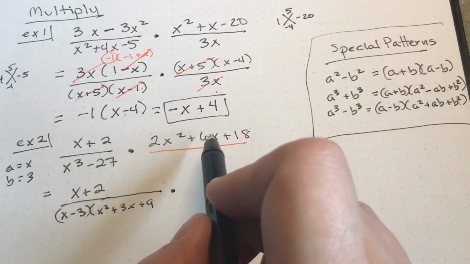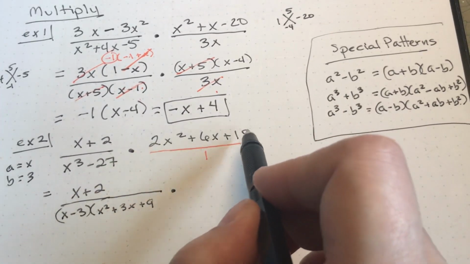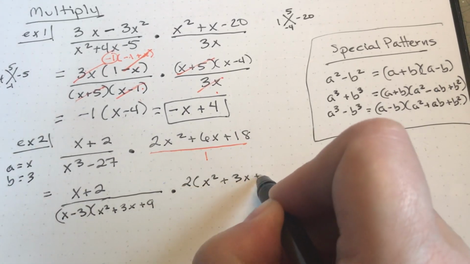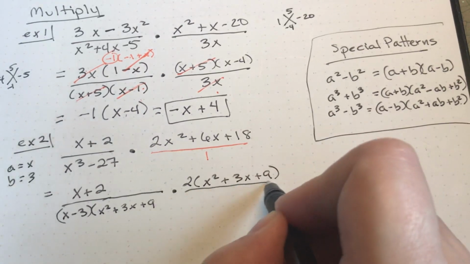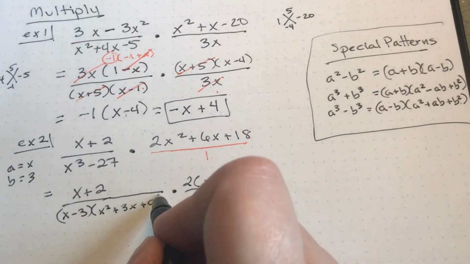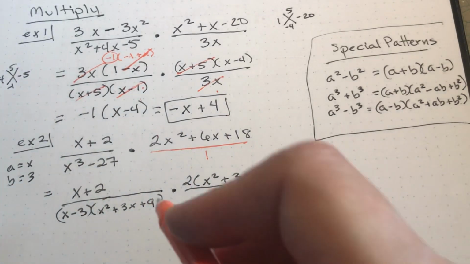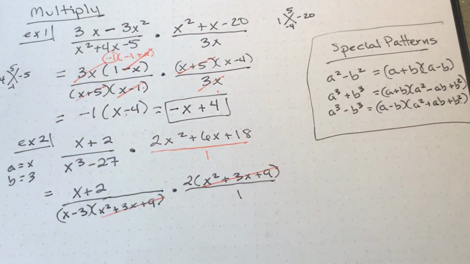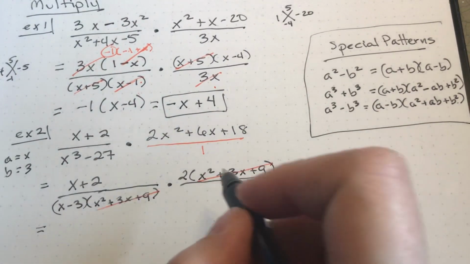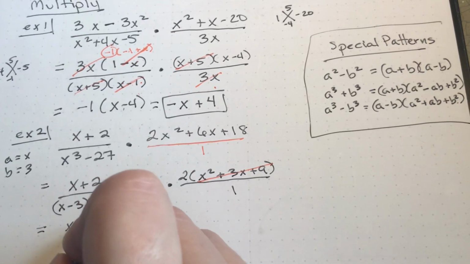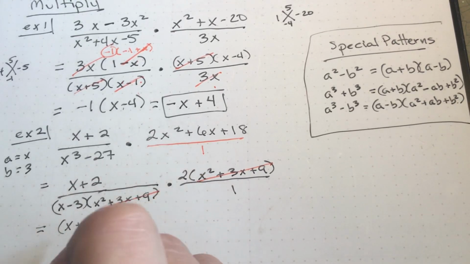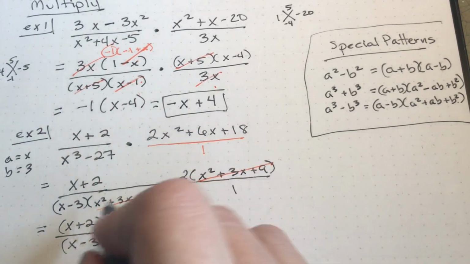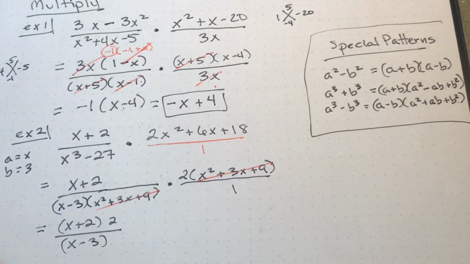The first thing I notice right here is that I can factor a 2 out of all of these. So 2 times x squared plus 3x plus 9, and all over 1. And this is beautiful because this whole thing here and this whole thing here cancel out. So I am left with x plus 2 times 2 divided by x minus 3, times 1 we don't need. So that is our answer.